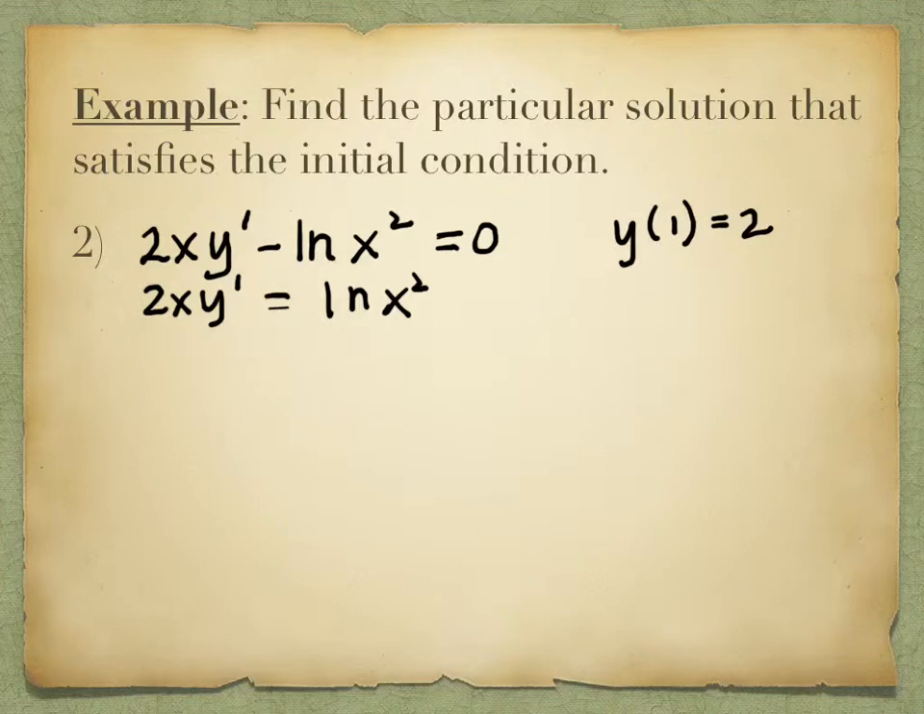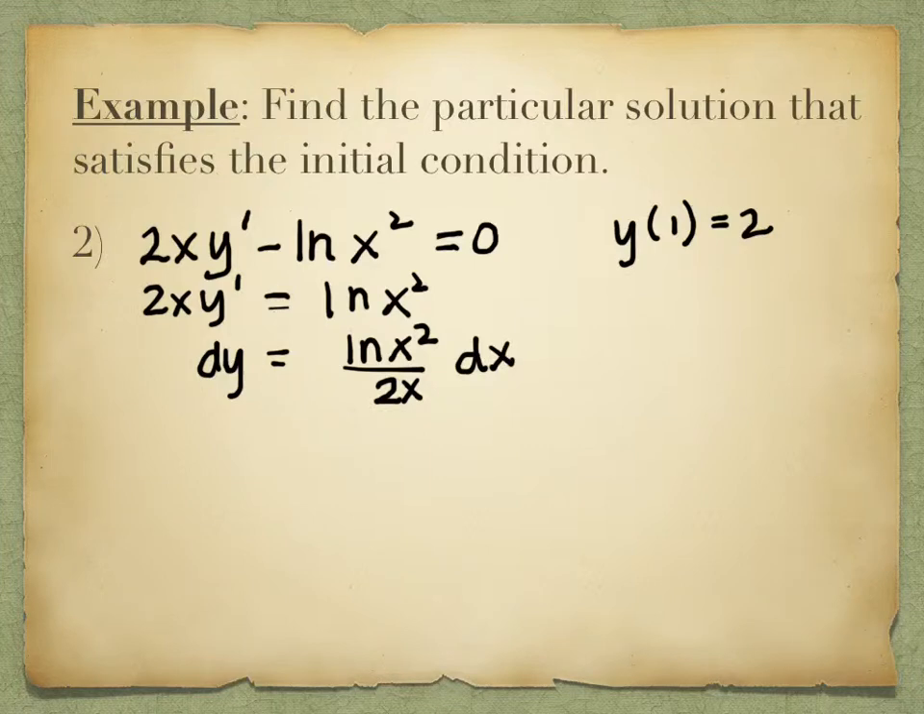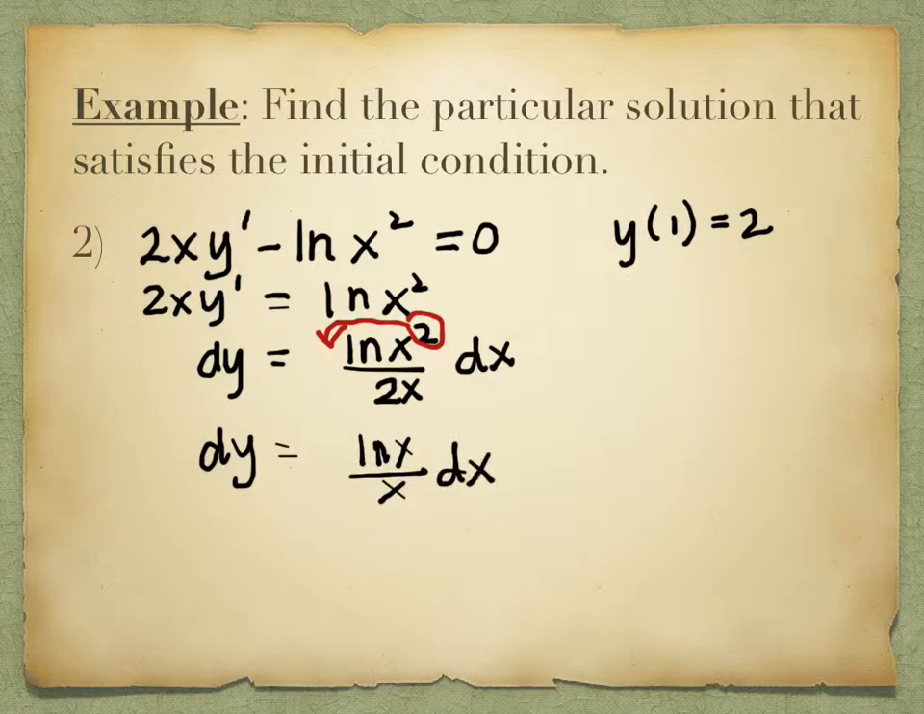and then I can rewrite this with dy. Because this is dy/dx, I can move the dx to the other side. I have natural log of x squared over 2x, and then dx on the right. Now, in dealing with this, by properties of logs the 2 can come down to the front. So I actually can have dy equals, and that 2 that comes down to the front will reduce with the 2 in the denominator, so this is actually the natural log of x over x dx, and I can integrate.